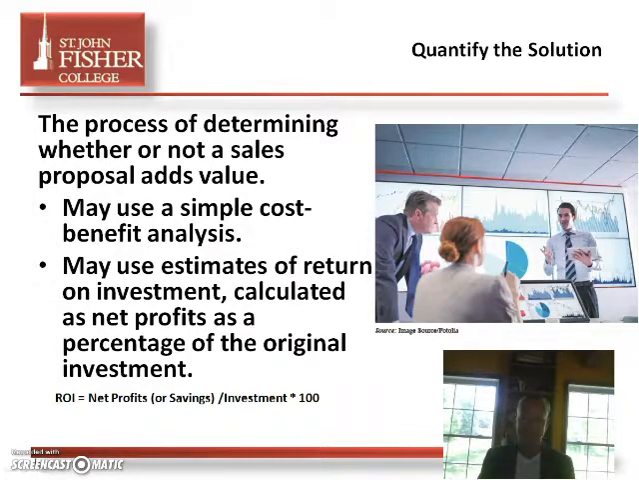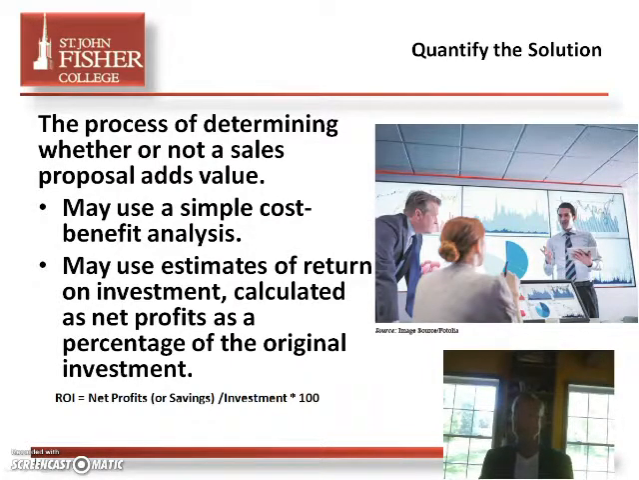Oftentimes a cost-benefit analysis is done, but if you can get the prospect to tell us, yeah, it's costing me money, it's costing me time, because of it I have to pay overtime, because of it I'm losing customers, and if you can get the prospect themselves to quantify the solution, and that's what SPIN selling teaches us. If you can get the prospect themselves to quantify the solution, you're halfway home, or as a matter of fact, you're most of the way home.